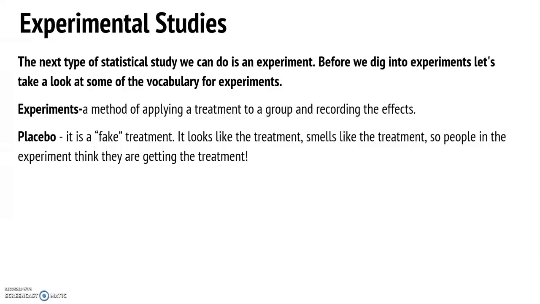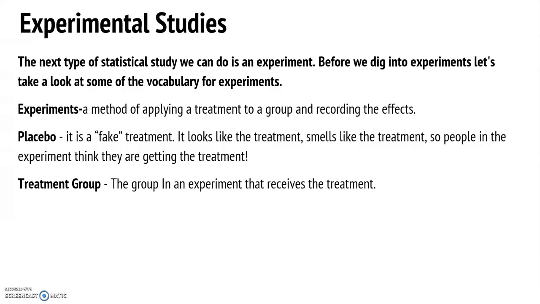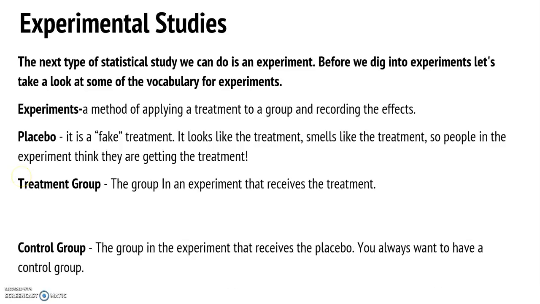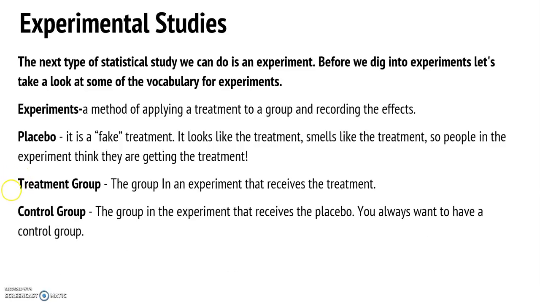So the placebo looks like a treatment, smells like a treatment. So people in the experiment think that they're actually getting the treatment. So the people in the experiment don't know if they're getting the placebo or the treatment you're imposing. The group in the experiment that actually receives the treatment is called the treatment group. The group that's going to get the placebo is called the control group.